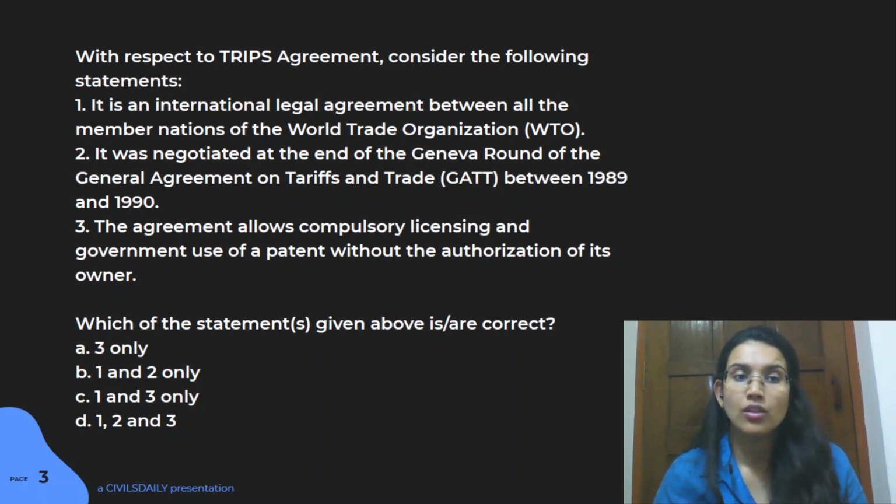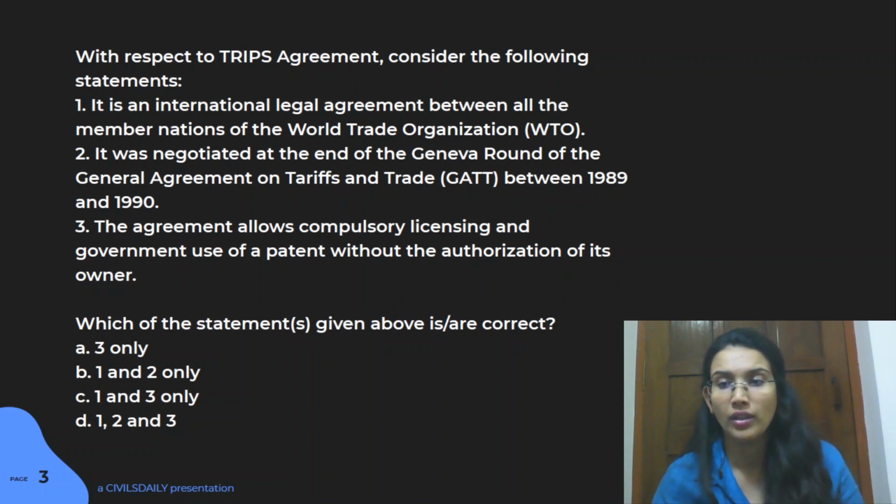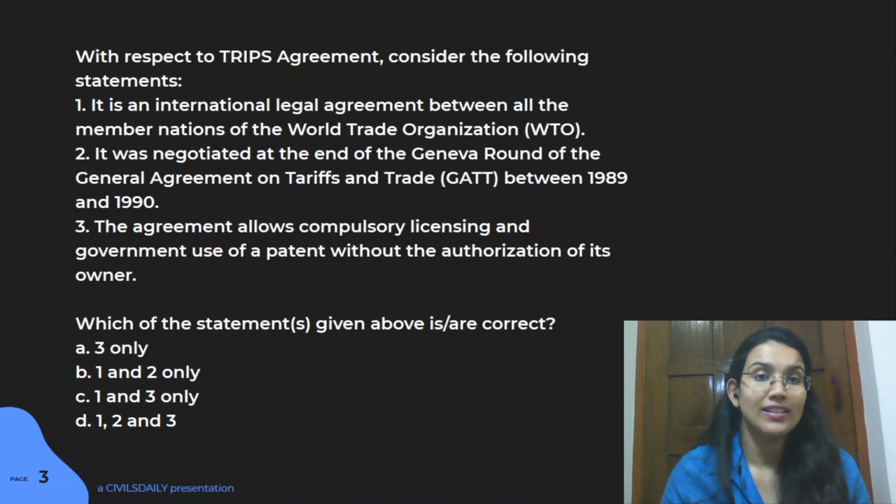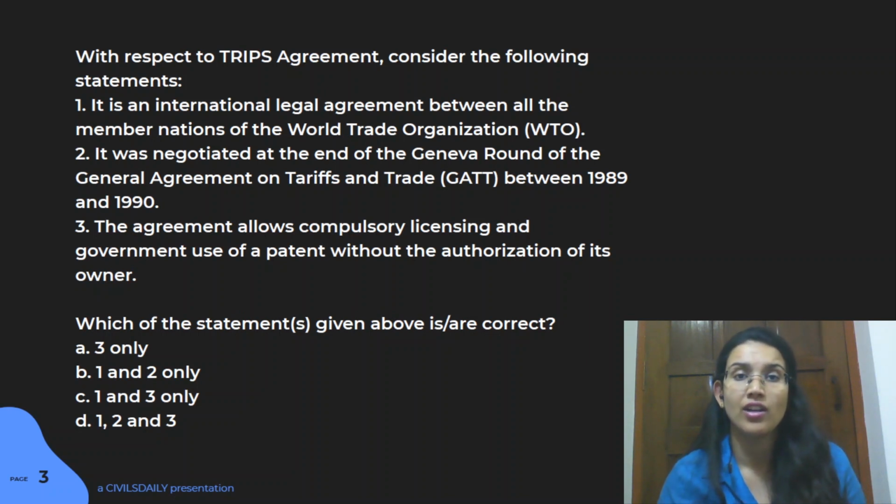For this particular question, I hope you got it right. The answer is C. So statement 1 and statement 3 are right, but statement 2 is wrong. This is actually a bit of a technical thing. Why is it wrong? Because the exact round that has been mentioned in statement 2 is wrong. It's not the Geneva round, but the Uruguay round.